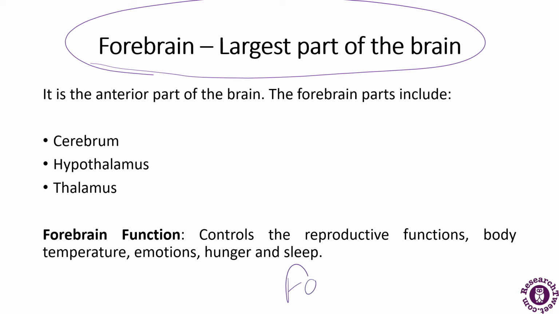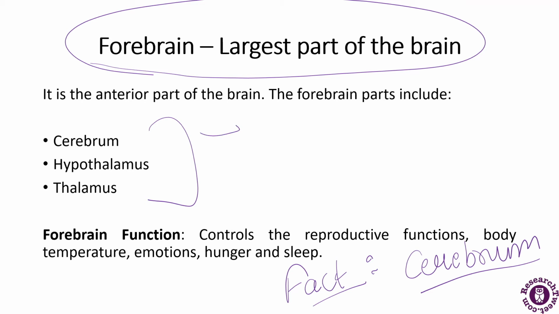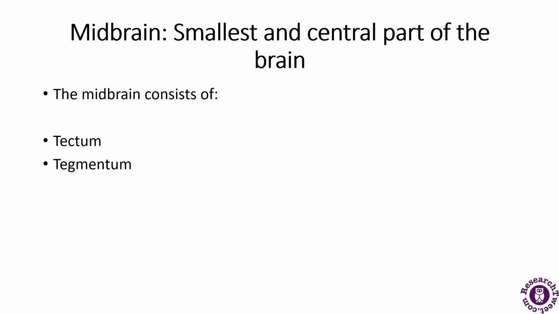The fact about the forebrain is that the largest part among its three parts is the cerebrum. And it is the largest part of the vertebrate brain as well. So this is a fact about the forebrain. Now the midbrain, which is the smallest and the central part of the brain, is further divided into two parts, the tectum and tegmentum.